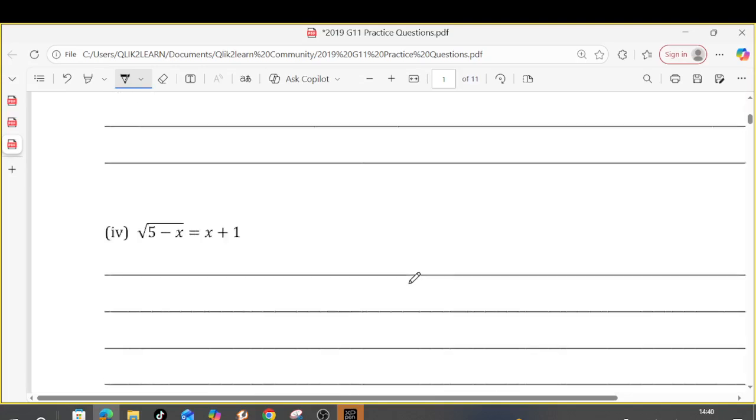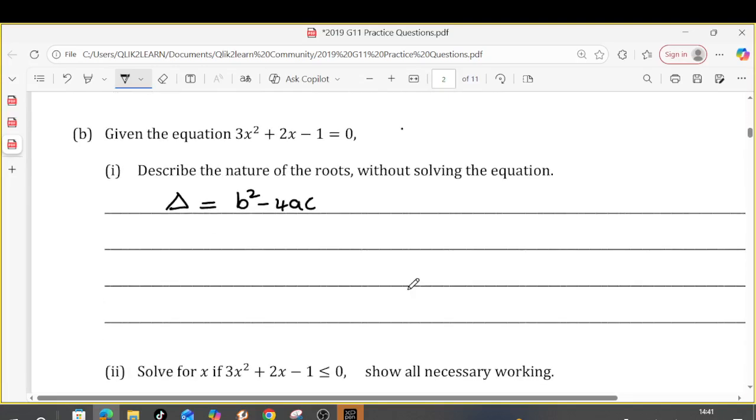So basically when we say it is coming from the quadratic formula, we just have to take whatever we have inside the square root. So it's b squared minus 4ac. This is where it is coming from, the formula.